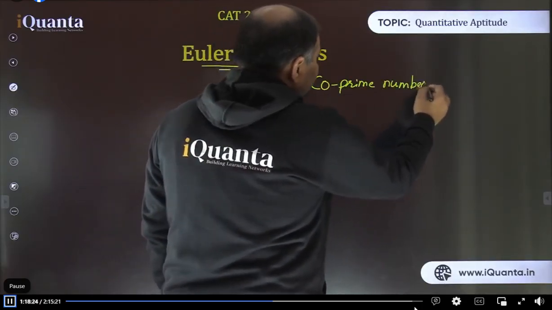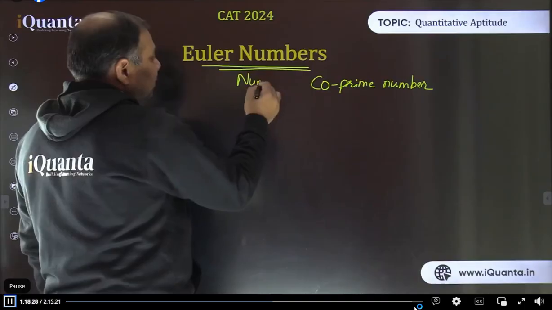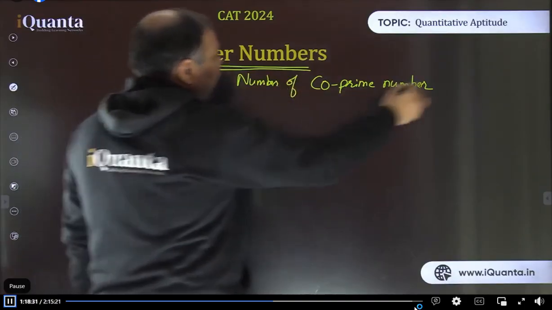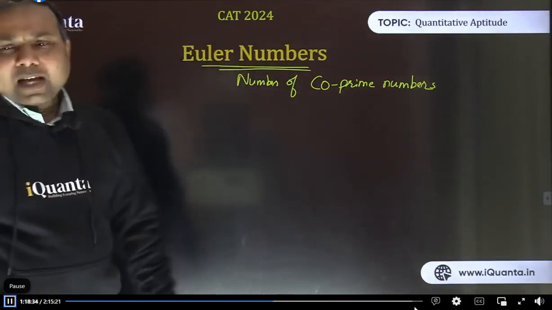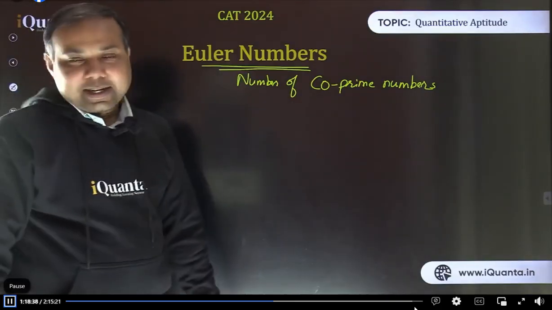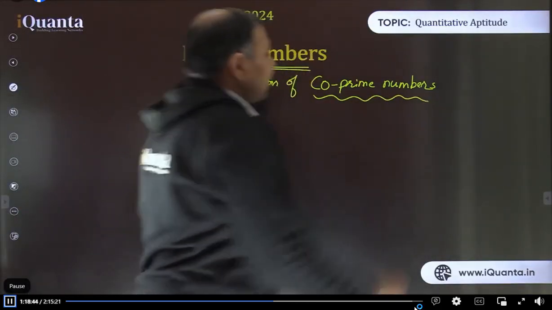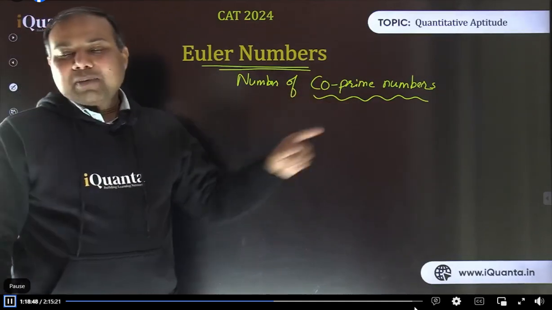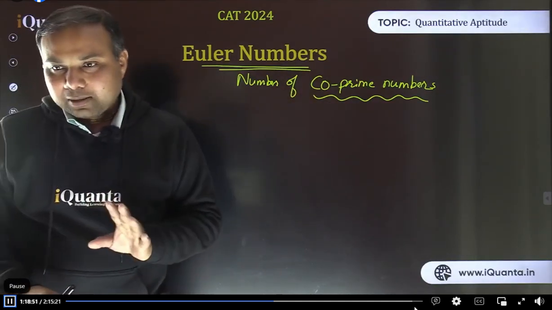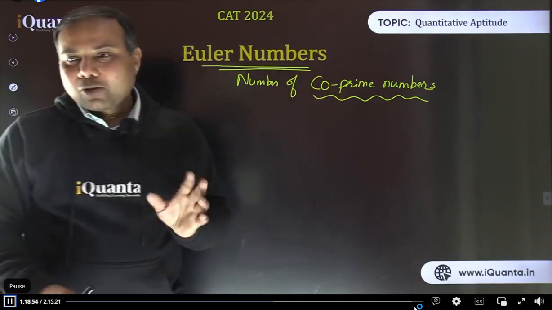It tells us about the number of co-prime numbers. क्या मतलब है इसका? Yes, co-prime numbers and less than, right? So first we should understand what is the meaning of this co-prime number. So co-prime number means which are correspondingly prime. That means the two numbers which are not having anything in common. I repeat, the two numbers which are not having anything in common, they are called co-prime numbers.